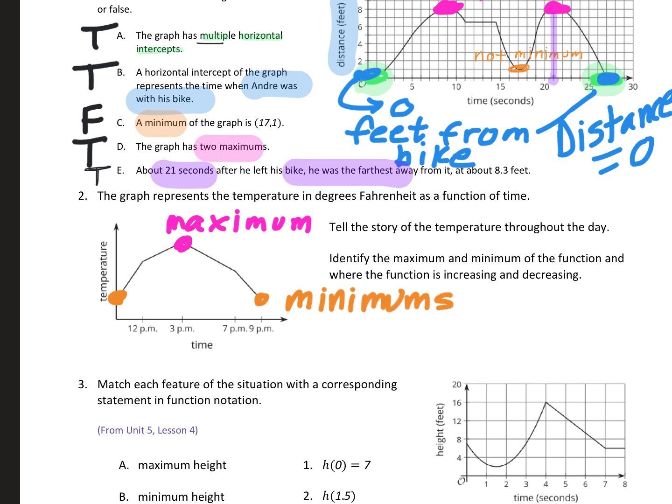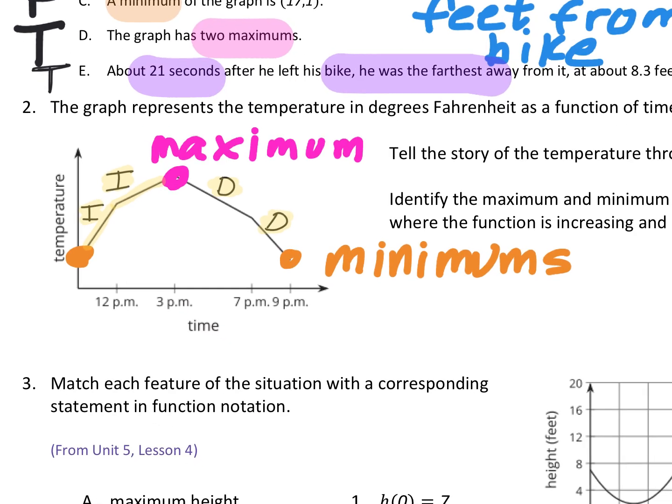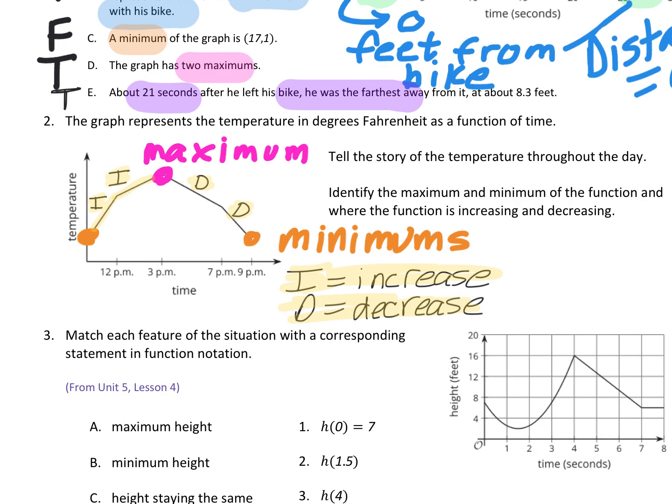And then I'm just going to label this section with an I because this does represent where the graph is increasing. This section also represents where it's increasing, so I'm going to represent this with an I. Then this section is decreasing and then decreasing again. So I'm going to label that part of the graph, and as long as you label it like this, that is totally okay. So you don't need to write me a whole story. As long as you've got this, you're good.